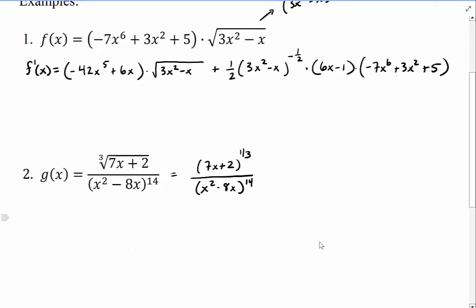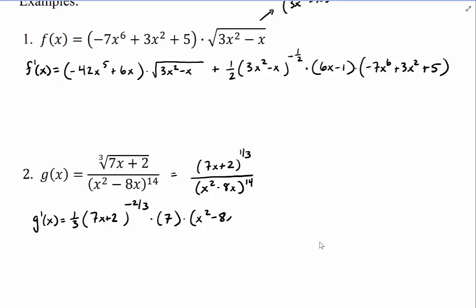So setting up to do my quotient rule, it says take the derivative of the numerator. The derivative of something to the 1/3 is 1/3 something, and then we subtract 1 from the exponent. So that'll be negative 2/3. We plug the inside function in untouched, and then we multiply by the derivative of the inside. That gets multiplied by the denominator untouched.